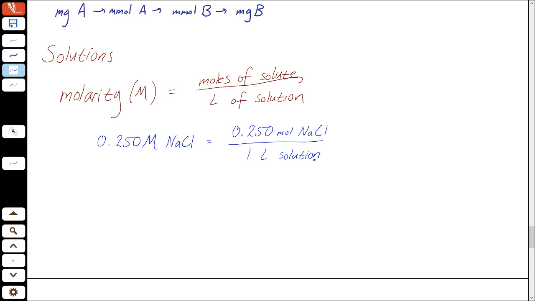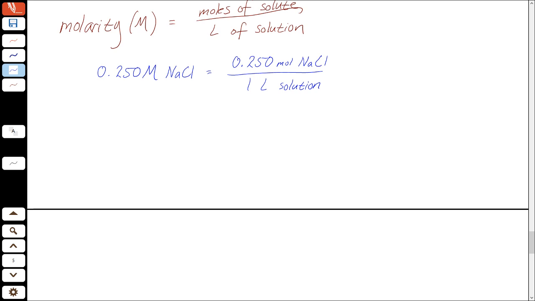All right. So what we're going to do with this is basically two things. One is looking at dilution and how do we change the concentration, and then second, how do we use this in our stoichiometric calculations?